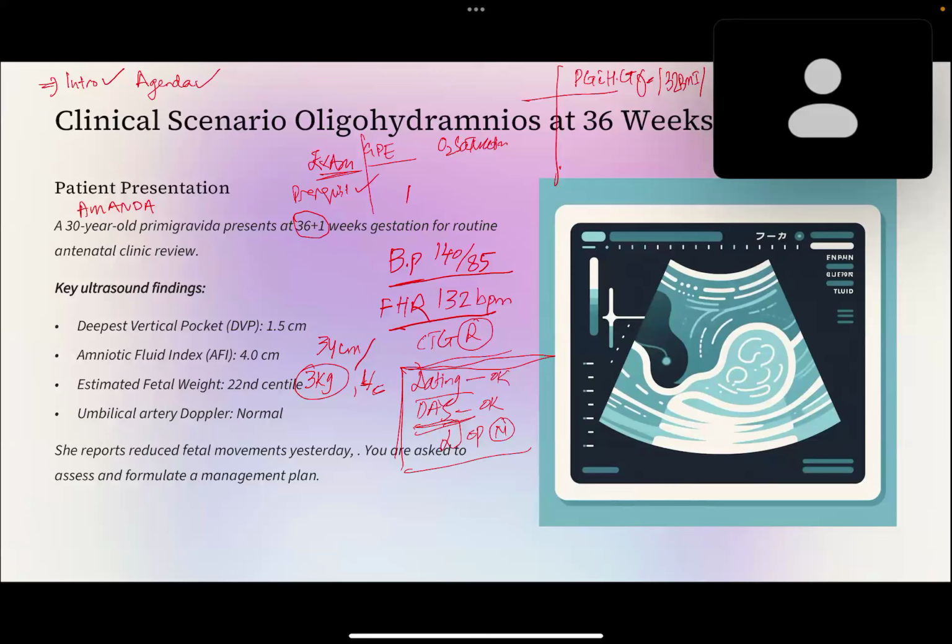Okay, and may I know her AFI from the previous scans? Previously, AFI is 5 centimeter and DVP is 2 centimeter. Okay. So I see that it is reducing. The report I have for today is AFI 4 centimeter from 5 centimeter, and DVP 1.5 centimeter from 2 centimeter. Anything else?